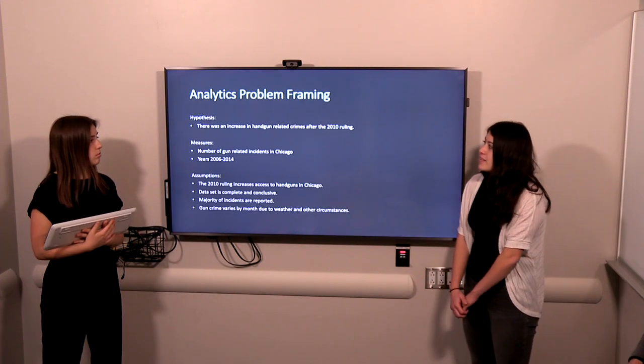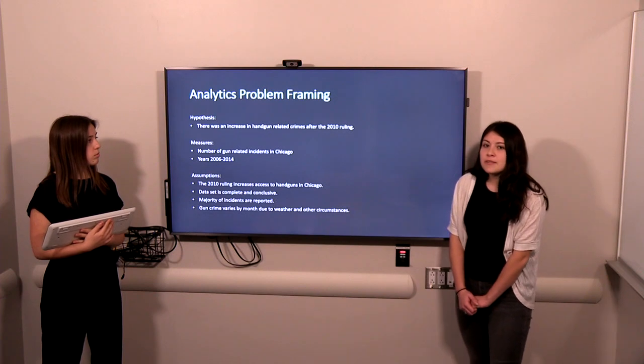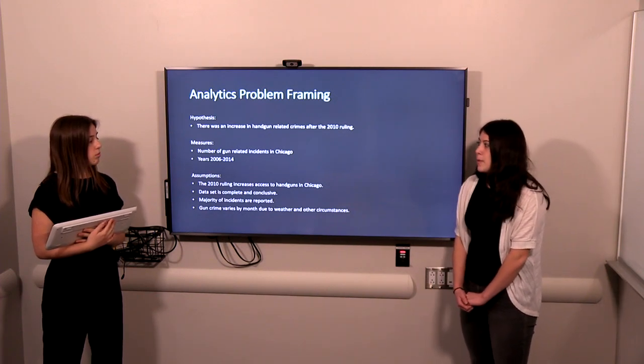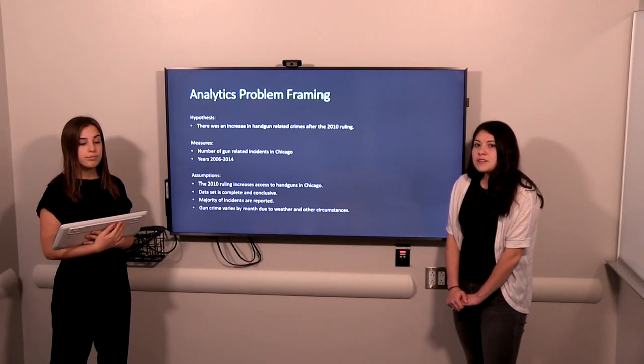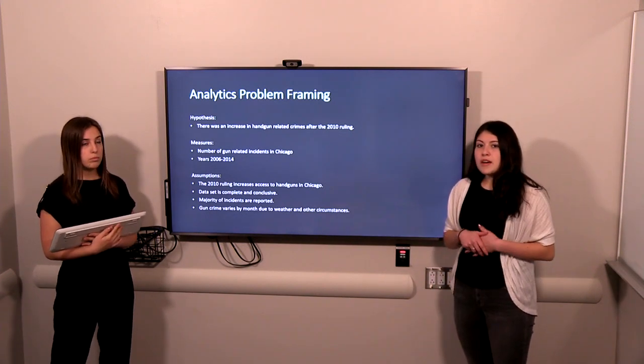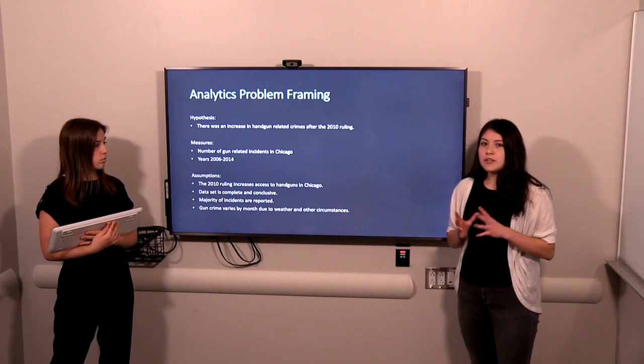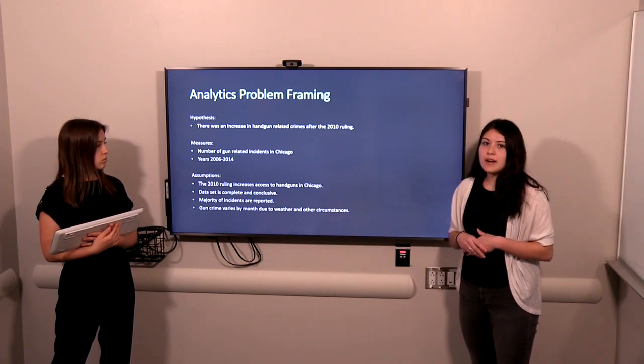Okay, so our hypothesis was that there was an increase in handgun-related crime after the 2010 ruling, and our measures were the number of gun-related incidents in Chicago, and we used the years 2006 through 2014 in order to get a big picture of how the gun-related crime was.